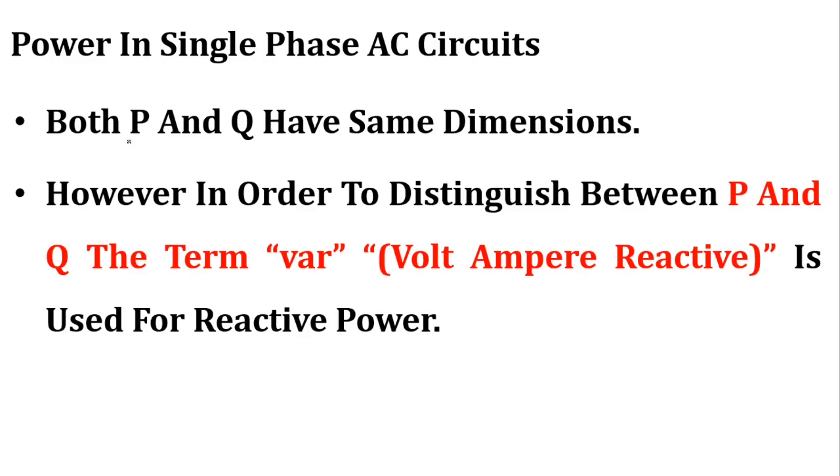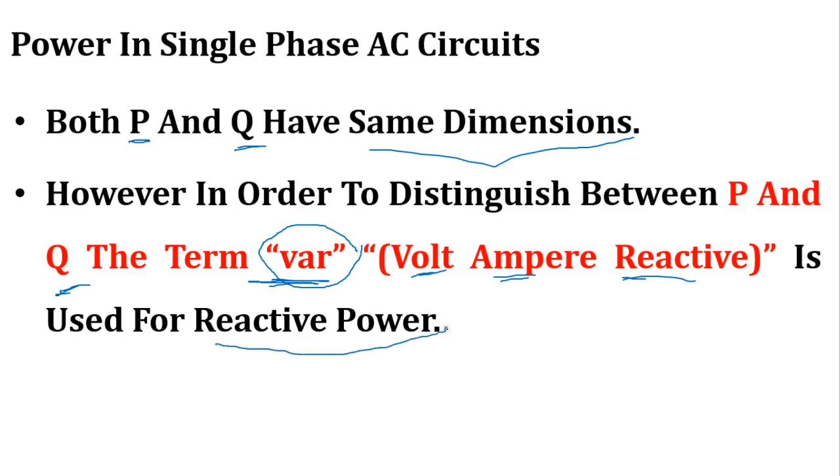So active power P and reactive power Q have the same dimension, but to make a little bit of difference, we will take Q in var. That var stands for volt ampere reactive. So to distinguish active power and reactive power, we will add this term, called var, volt ampere reactive. This we will use only for reactive power. For active power we will use watt or kilowatt.